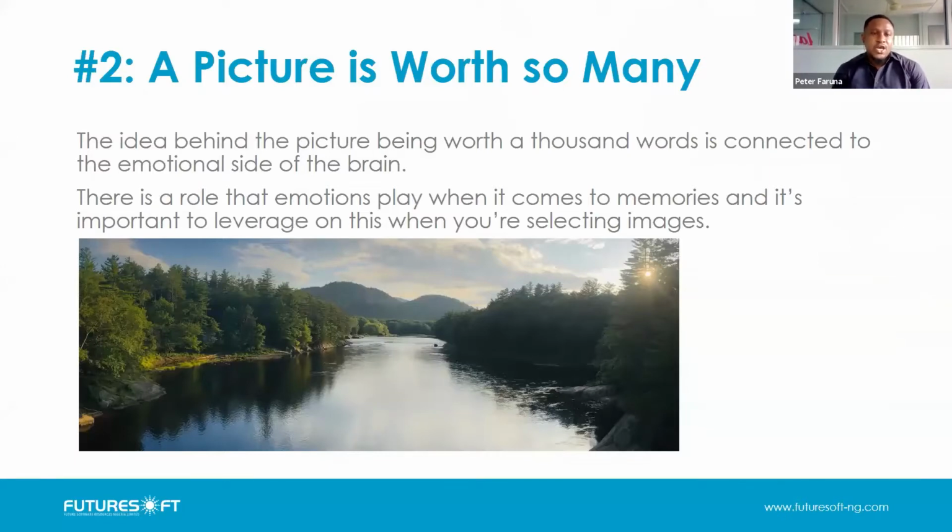The idea behind a picture being worth 1,000 words is connected to the emotional side of the brain. Basically, there are two sides of the brain, the left and the right. The left chooses the idea behind what it is that you are saying. Then the right side is the part that tells you what you feel. What am I feeling at this very moment, or what do I feel about what I'm seeing at this very moment? So there's a role that emotion plays when it comes to memories, and it's important to leverage this when selecting images.